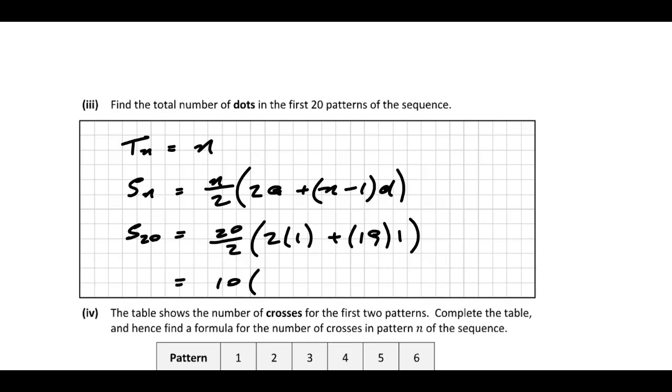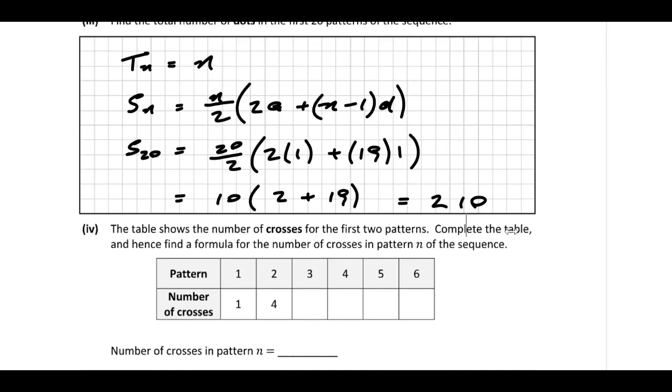So here we've got 10 times 2 plus 19. So that's just going to be 19, 20, 21. Multiplied by 10 is 210. So the sum of the first 20 terms is just going to be 210. You could have just added that up on your calculator, 1 plus 2 plus 3 plus 4, all the way up to 20.